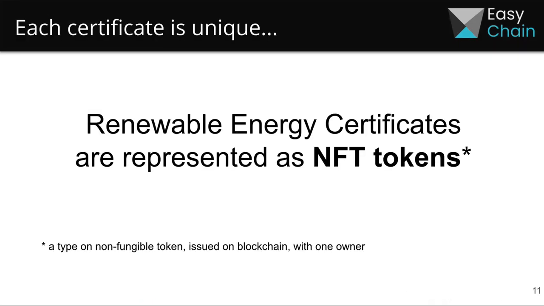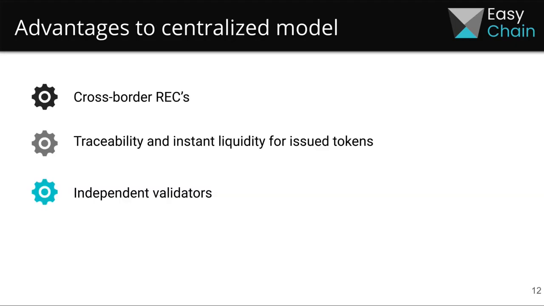Each certificate is represented by an NFT token with a unique ID and a single owner at a specific moment in time. Ownership transfer rules are set in smart contracts, and there is also a marketplace for them. We believe that this project brings significant advantage over a traditional centralized renewable energy issuance model. It allows certificates to easily cross borders. Each certificate is immutable and has a full traceability history in the blockchain.